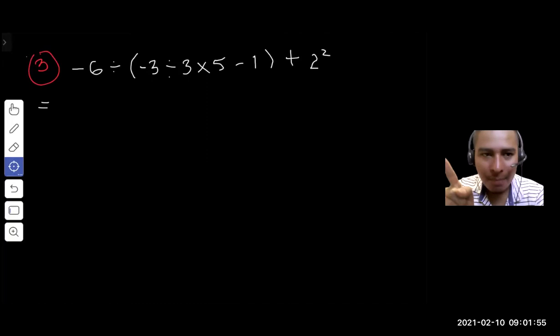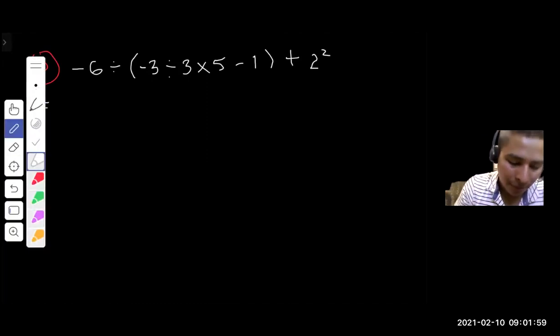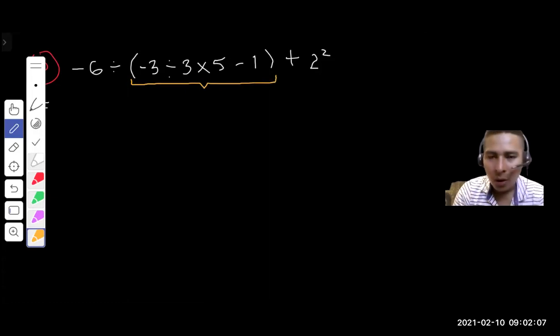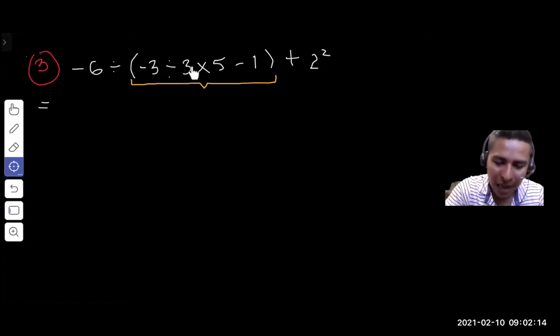PEMDAS, P, parentheses. Do we have parentheses, guys? Yes, we do. These are the first thing that we need to work with. Focus on the parentheses. Do not look at the other parts, just at that parentheses. And now what do we have inside of this parentheses?